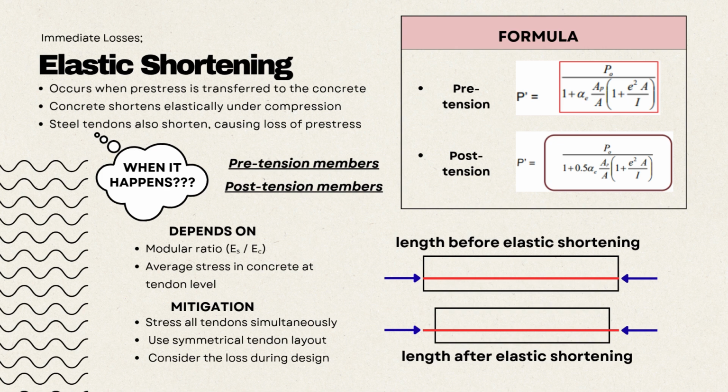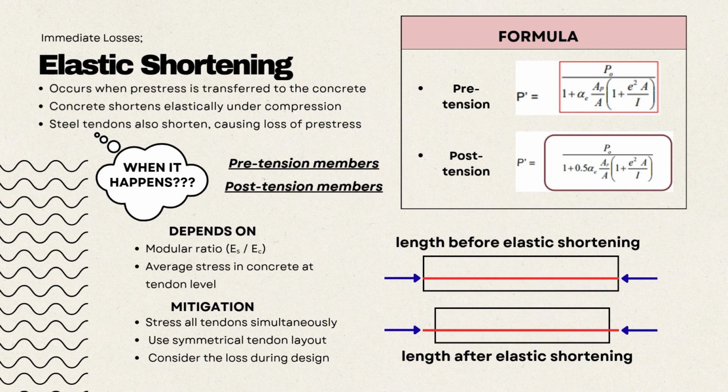So when does it happen? It happens in pre-tension members. The full loss occurs immediately at the time of transfer, when the tendons are released and the pre-stress is applied to the concrete. In post-tension members, the effect only applies to the previous tension cables. Normally, it is adequate to assume about 50% of the pre-tension loss for post-tension members. These are the formulas for pre-tension and post-tension.